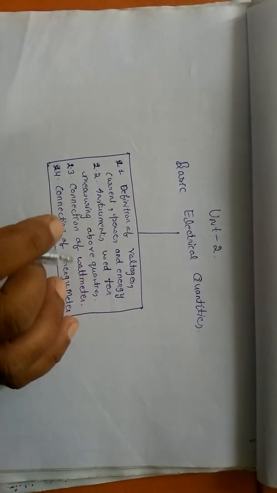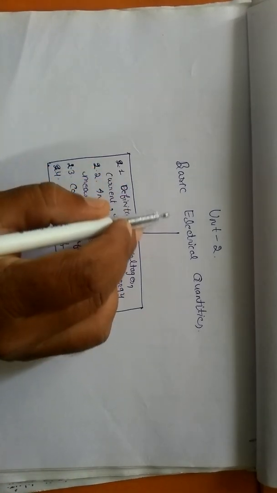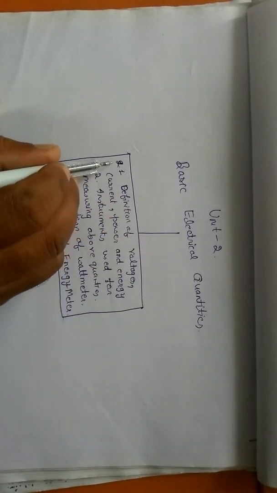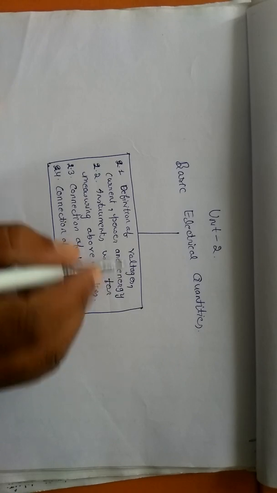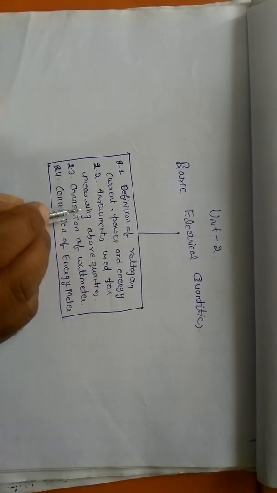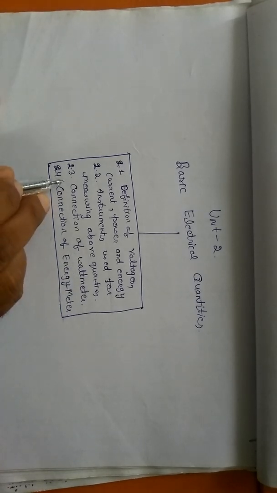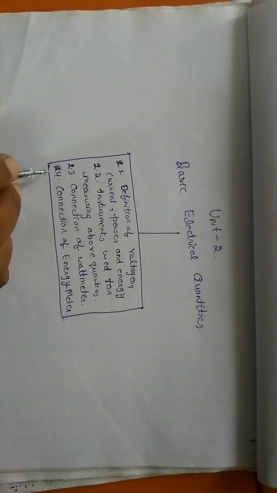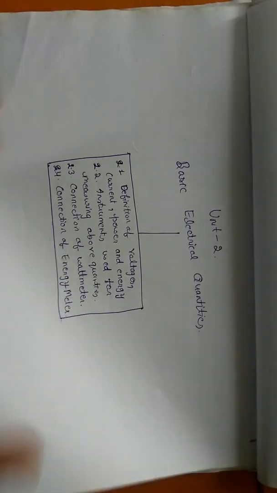Good morning, students. Your second unit is basic electrical quantities. It covers the topic definition of voltage, current, power, and energy, and instruments used for measuring the above quantities, connection of wattmeter, connection of energy meter.